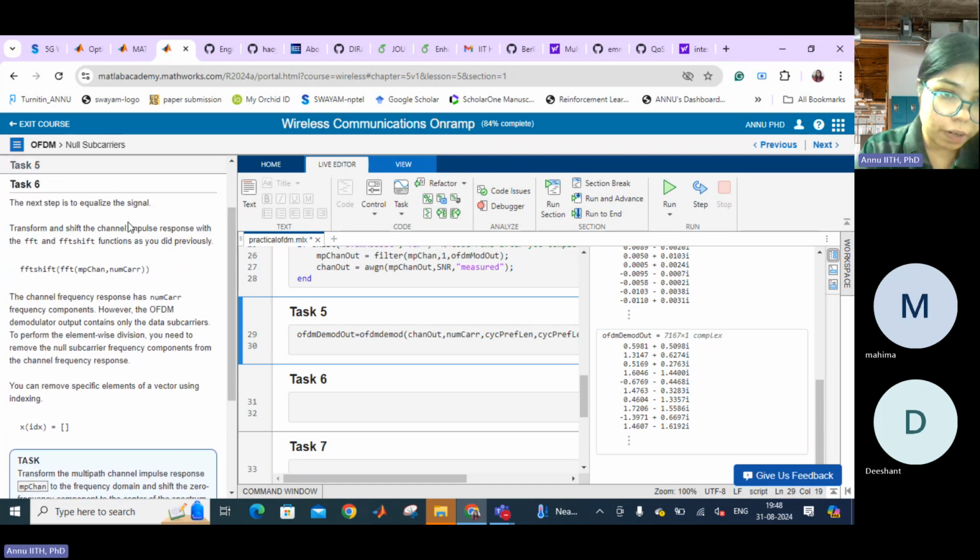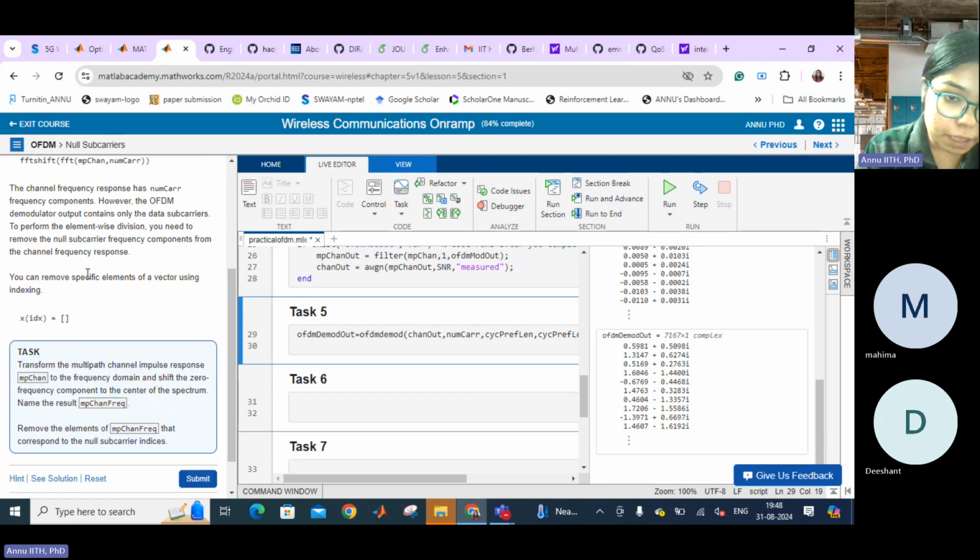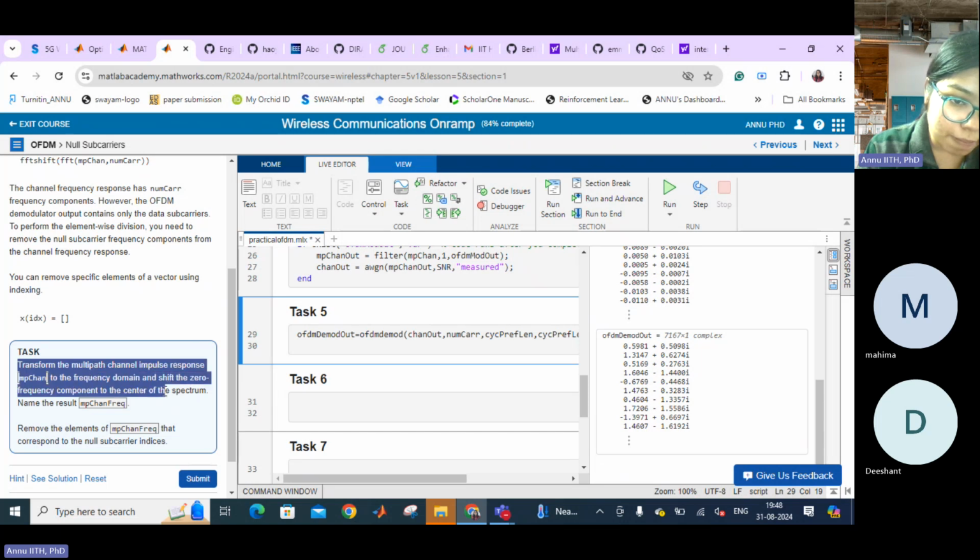So next step is to equalize the signal. Transform this again, we can do the transform and shift the channel impulse response because again we want to have zero at the middle. The channel frequency response has the number of carriers as frequency components. However, the OFDM demodulator output only contains the data subcarriers. To perform the element-wise division, you need to remove the null subcarrier frequency components from the channel frequency response, leaving the data subcarriers. So you can remove the specific elements of a vector using indexing. So transform the multipath channel impulse response to the frequency domain and shift it.